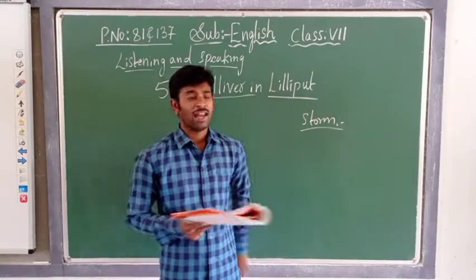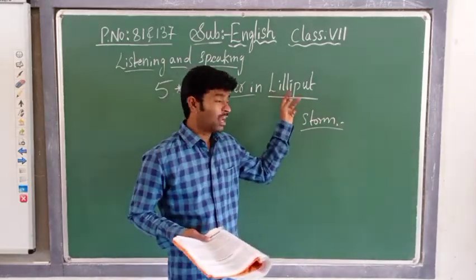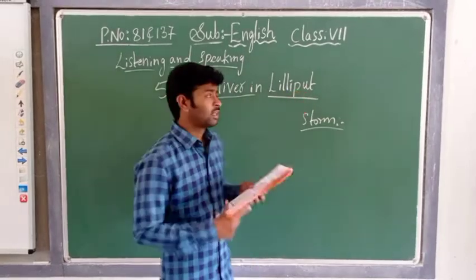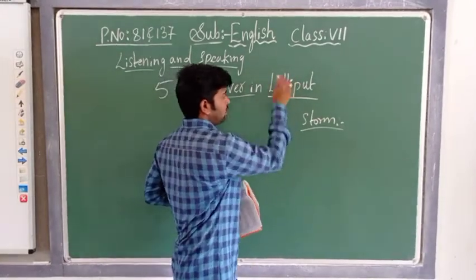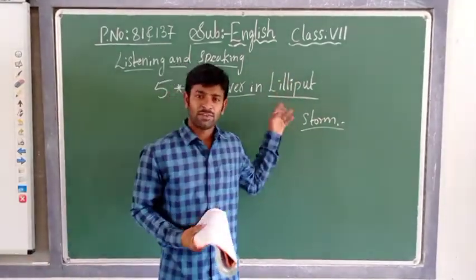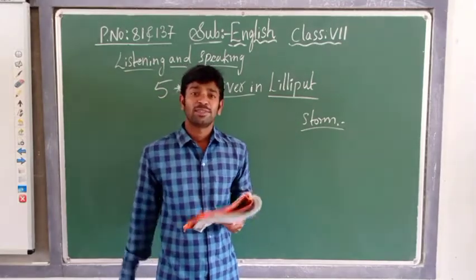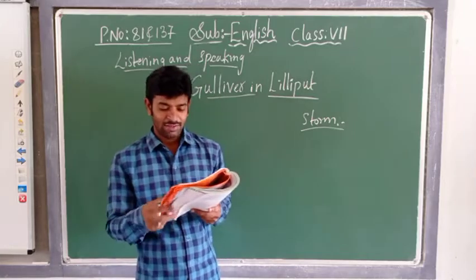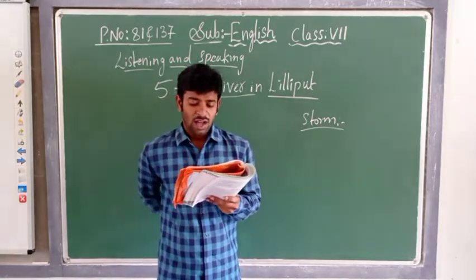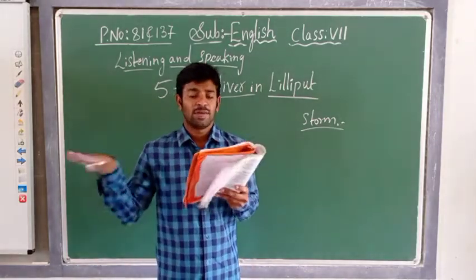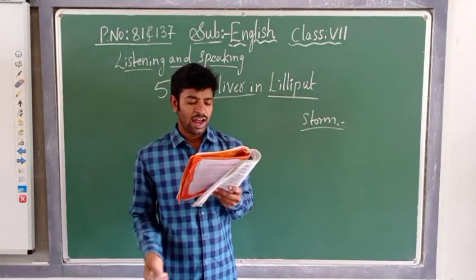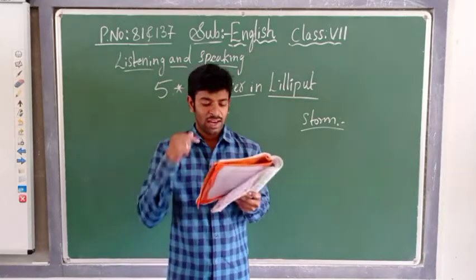What is the name of that island, children? The name of that island is Lilliput, and the people who are living in Lilliput are called the Lilliputians. Okay, next we will see. However, Gulliver swam forward, and at last reached an island called Lilliput.